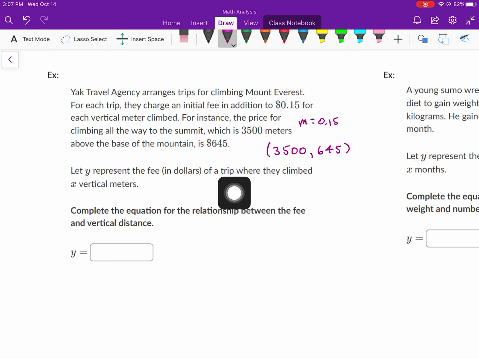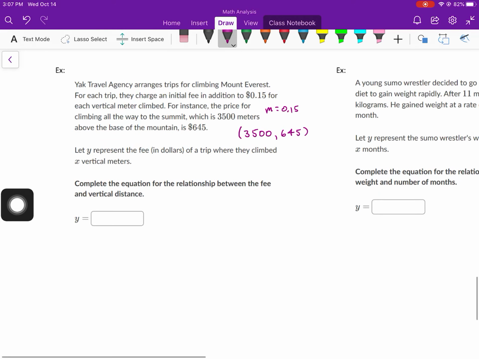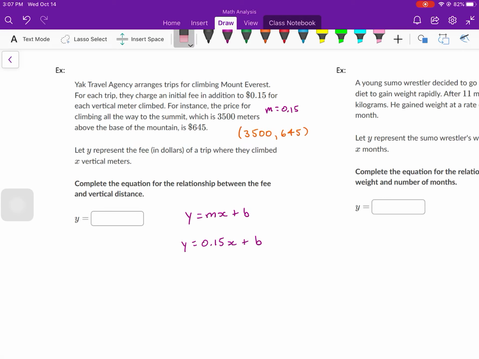So let y represent the fee of the trip where they climbed x vertical meters. So y equals mx plus b, and they gave us the slope. So how are we going to find b? Well, let's just go ahead and substitute this in for the y and the x. So make sure we get these coordinates right. So 645 represents the y, 3,500 represents the x.